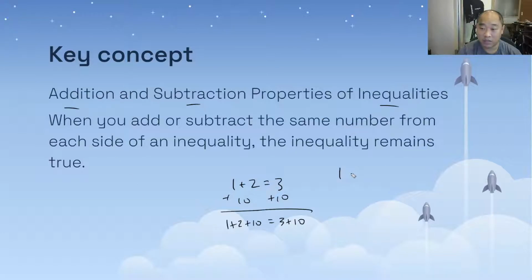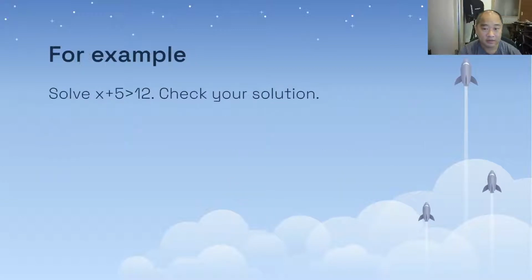So if 1 plus 2 is less than 5, then if you add 10 to both sides, 1 plus 2 plus 10 is still going to be less than 5 plus 10. Okay? Okay. So here's an example.